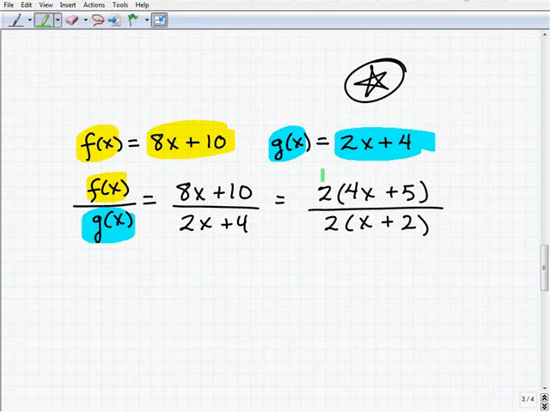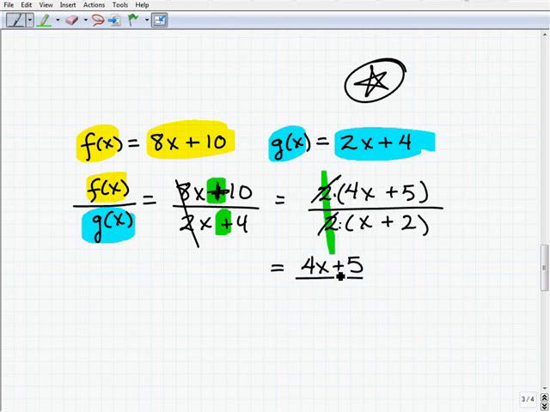Now you can cross-cancel these two. That's allowable because this is multiplication. This is addition. You cannot cross-cancel with a term that's a sum or a difference. You can cross-cancel factors, which have to do with the multiplication operator, not an addition situation. Sorry, I got a little tongue-tied there, but I wanted to make sure that you understand that you cannot cross-cancel through addition. You can cross-cancel through multiplication. Those are factors. So we can cross-cancel there, and we end up with 4x plus 5 over x plus 2. So that is correct.